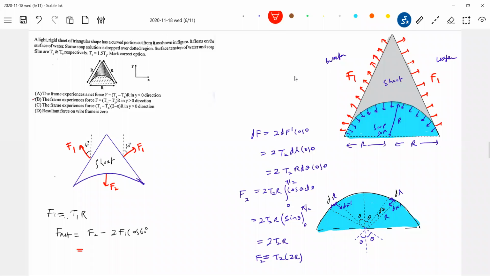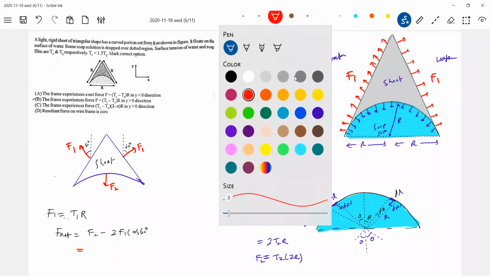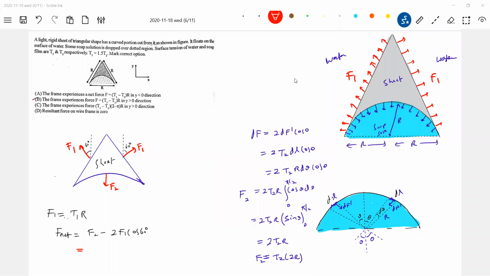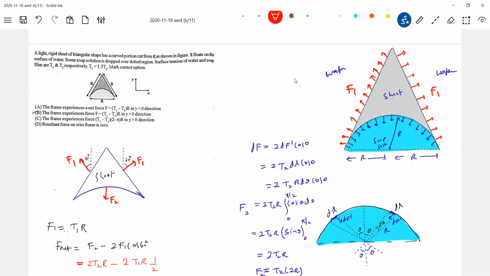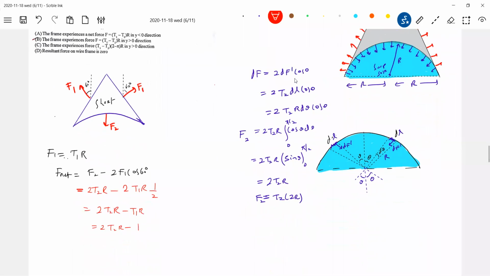Okay, now let's get into the calculation part. What is F2? F2 will be T2 into 2R. 2F1 is how much? T1 into R, this is 1 by 2. So what are we getting? 2T2R minus T1R. What is T1? T1 is 1.5 times of T2, the T1 of water, no? Okay, fine. T1 is 1.5 times of T2.